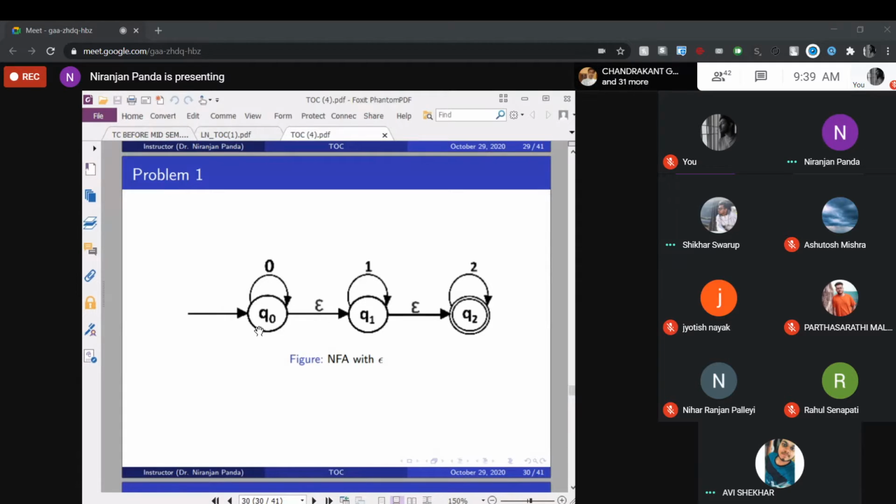Yes, sir. What is the epsilon closure of Q0? Q0 and Q1. Wrong. What did I tell you? Q1 only. But it's the state itself, sir, Q0. What was written? That's what I'm asking. It is the state itself, and the states which are reachable by providing only epsilon.